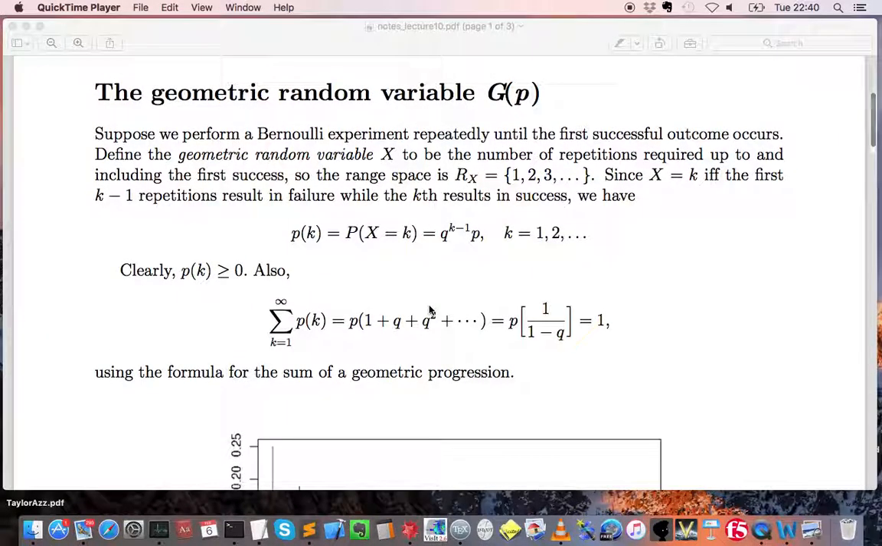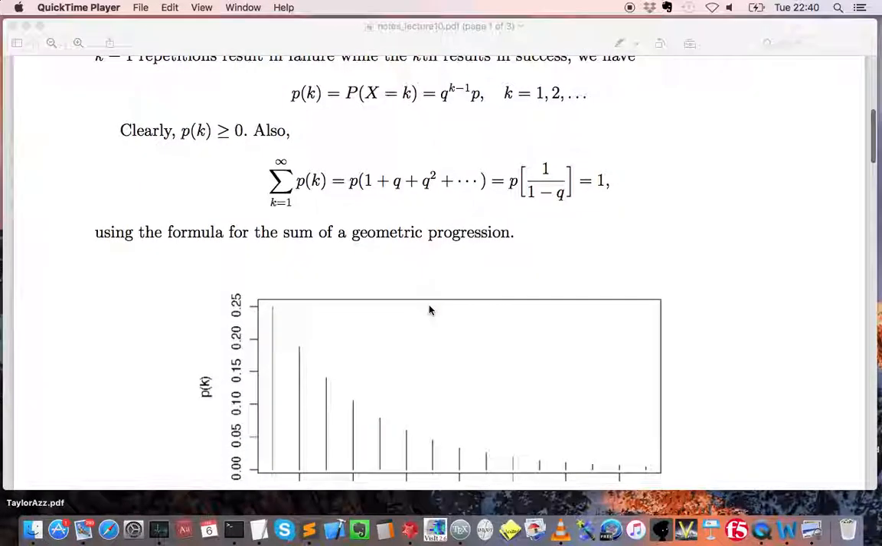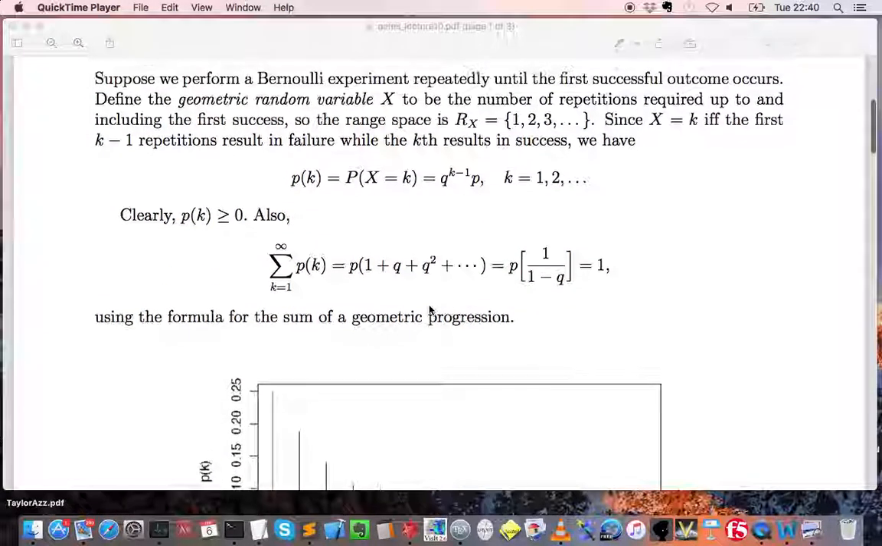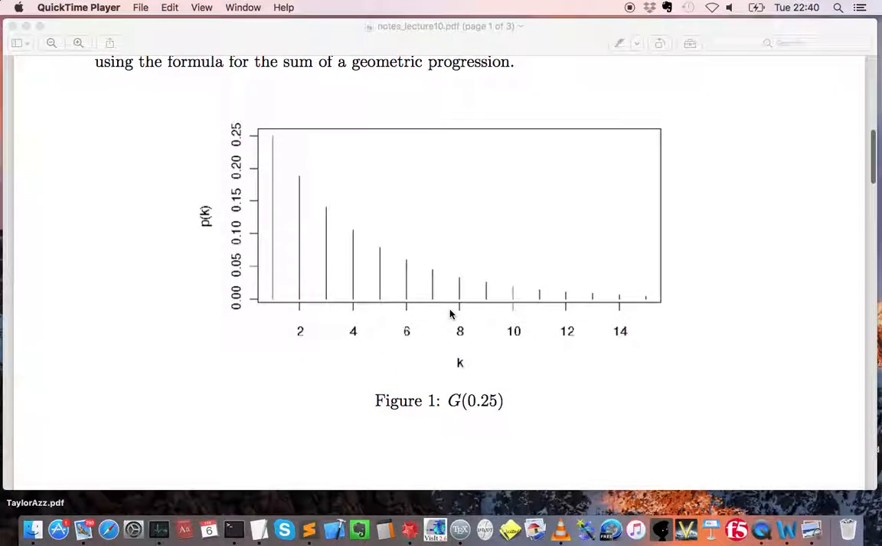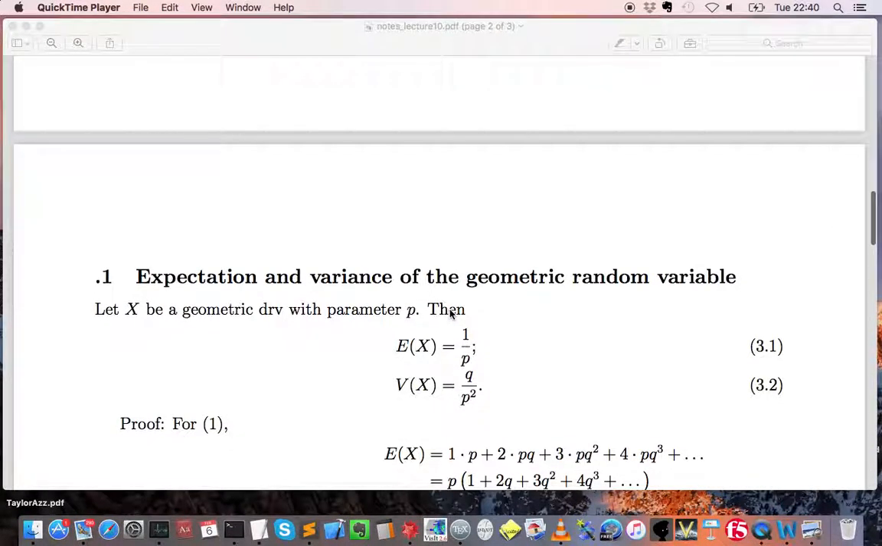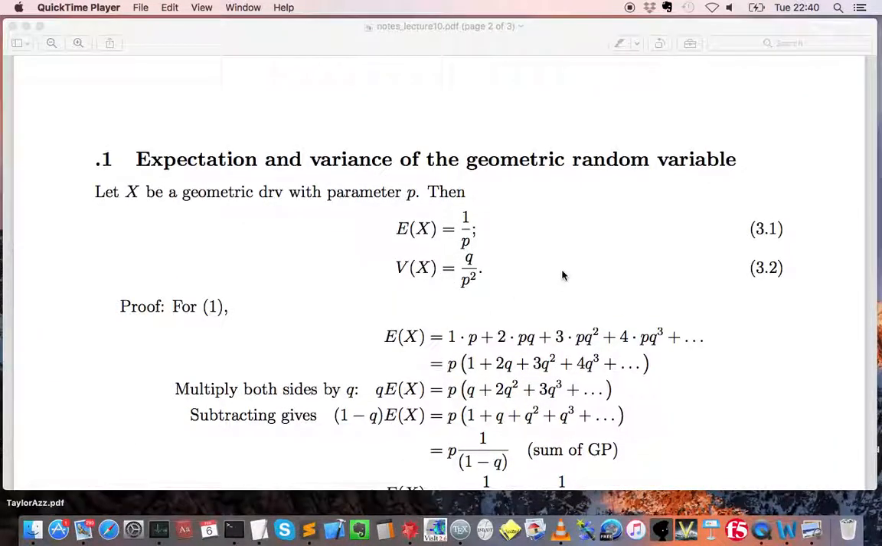satisfies Kolmogorov's axiom 1 and axiom 2. For the latter proof, we used the well-known formula to compute the sum of a geometric progression. We then computed the expectation and variance of the geometric random variable.